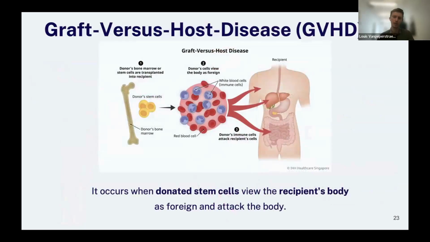Malheureusement, il y a un risque : lorsqu'on fait cette greffe de moelle osseuse, ces cellules immunitaires peuvent non pas protéger l'organisme, mais se mettre à attaquer le receveur. C'est ce qu'on appelle la graft versus host disease, où les cellules immunitaires greffées vont se mettre à attaquer l'ensemble de l'organisme du receveur.